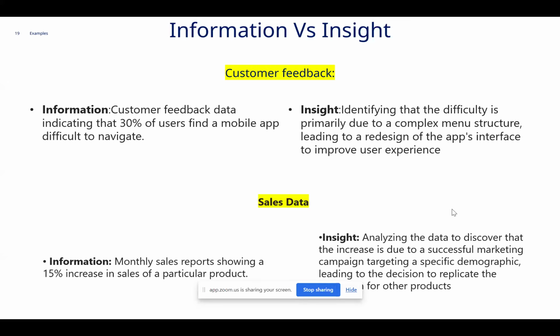How? If you see the sentence, identifying that the difficulty is primarily due to complex menu structure, so that's actually the problem. Then you have the actionable item. If you can redefine the app's interface to improve the user experience, then from 30% users, it could go up to 80% as well. So that's how changing information into insight matters a lot.